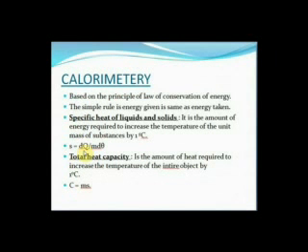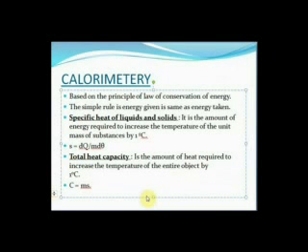The total heat capacity is the amount of heat required to increase the temperature of the entire object by 1 degree Celsius. The total heat capacity is denoted by capital C, and as it is the amount of heat required to increase the temperature of the entire object by 1 degree Celsius, it is equal to the mass of the object times its specific heat, that is m into small s.